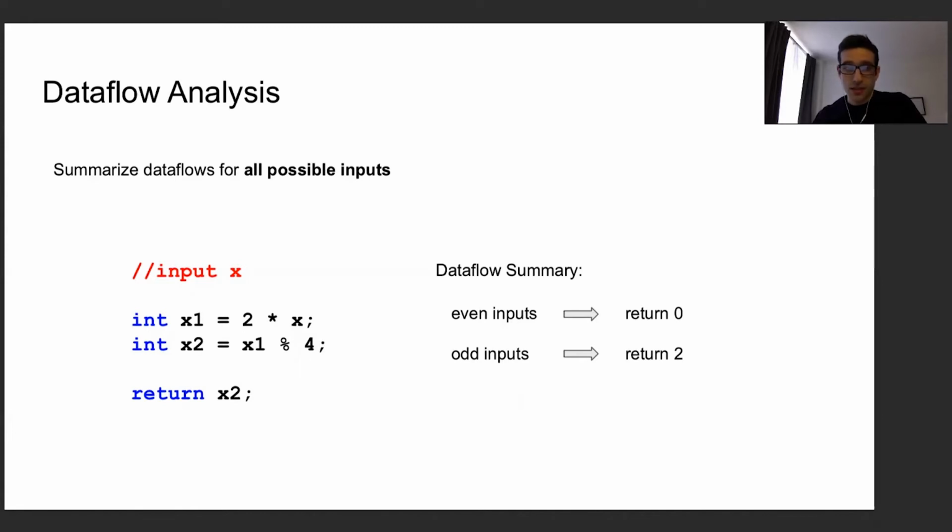In practice, we can't execute every possible input to generate a complete summary of its behavior. So data flow analysis typically uses some approximation to generate a form of this summary.